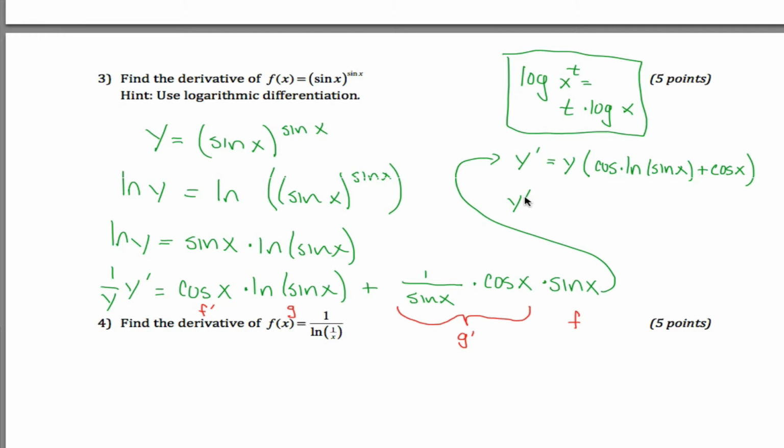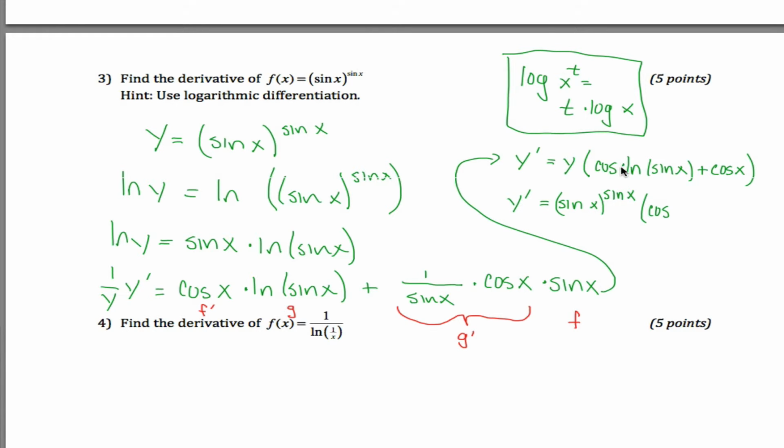And then you're almost done at this stage, except, wait a minute, y? I don't want y's in my answer. There are no y's in my problem. Y is something I created. Y is sine of x raised up to the sine of x power. So replace it. You got sine of x raised up to the sine of x power times the cosine of x.